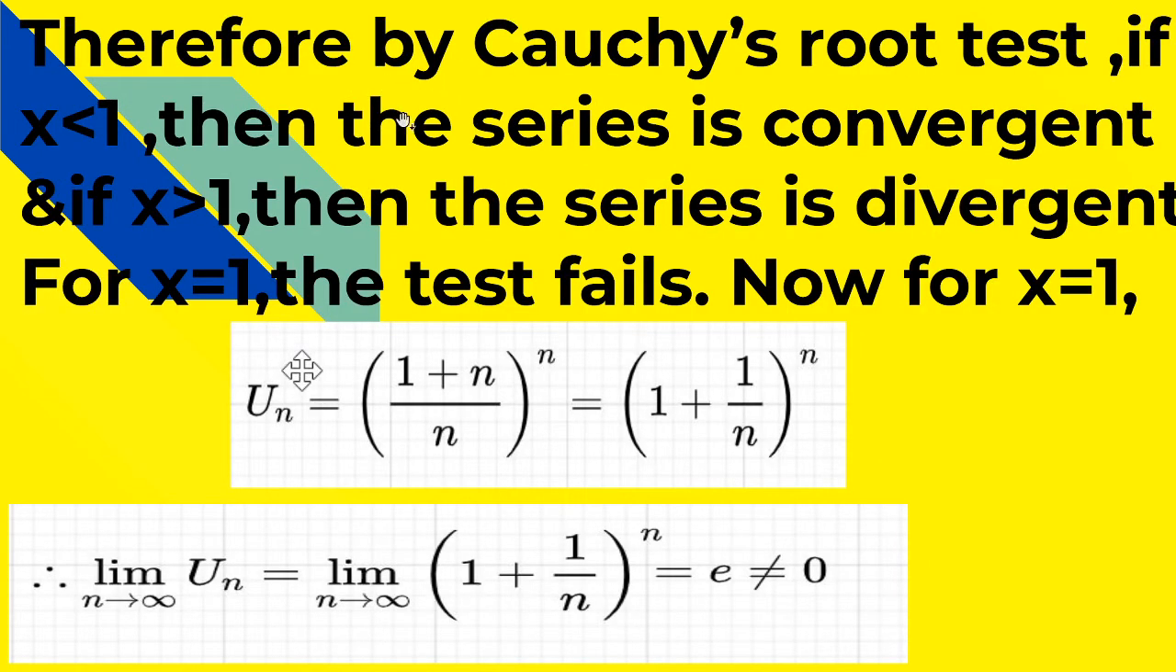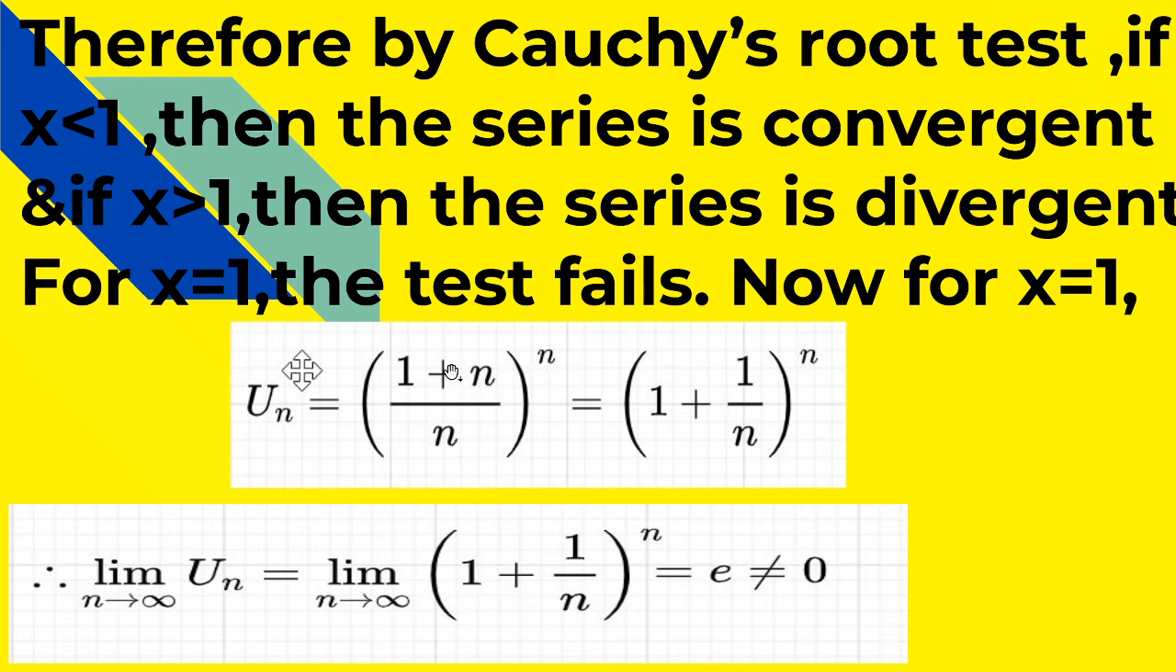Therefore by Cauchy's root test, if x is less than 1, the series is convergent. If x is greater than 1, then the series is divergent, and for x equal to 1, the test fails. Now consider x equal to 1. Un is equal to (1 + n upon n) raised to n.